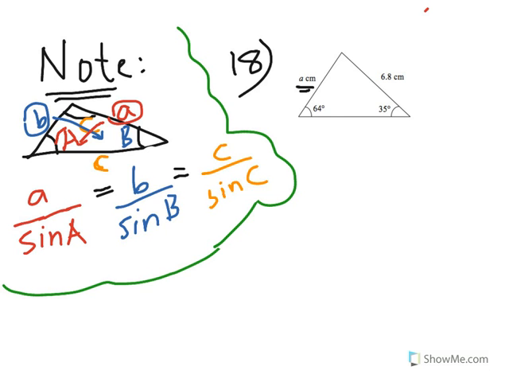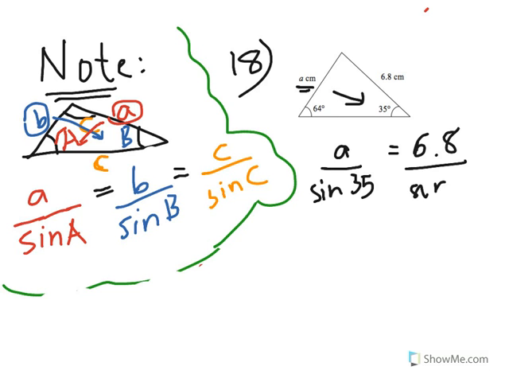It could also be the other way around, where the ratio of the sine of an angle over its side is equal to the ratio of the sine of the other angle over its side, like sine A over A is equal to sine B over B. It doesn't really matter, but you need to know this to apply it. In this question you're given two angles, so using this rule, we could say that sine of 35 over A, its opposite side, is equal to sine of 64 over 6.8.